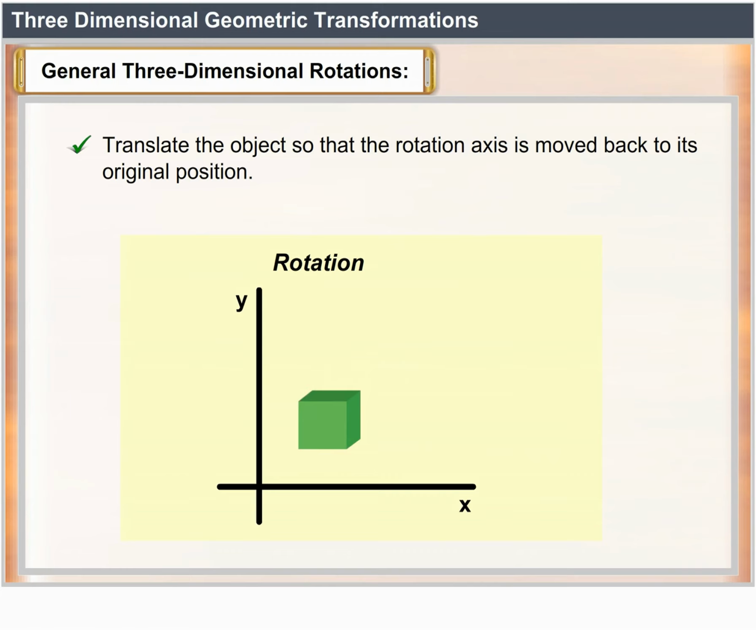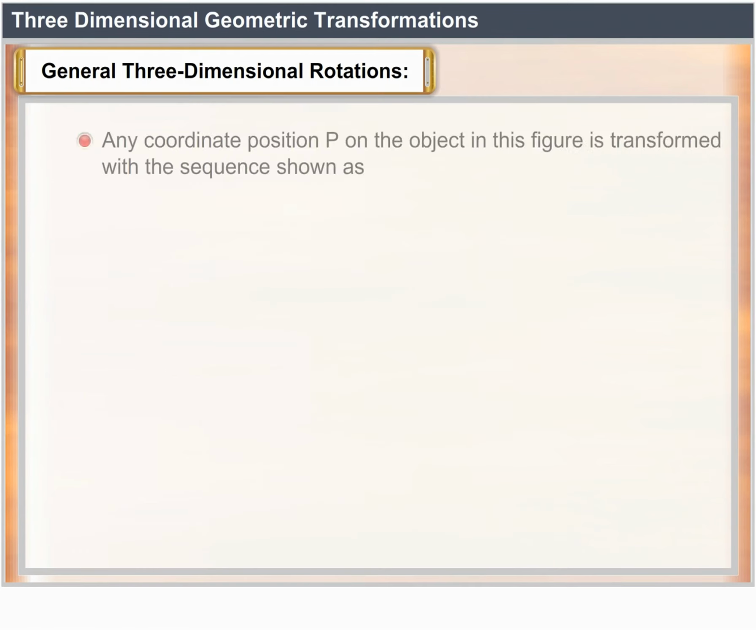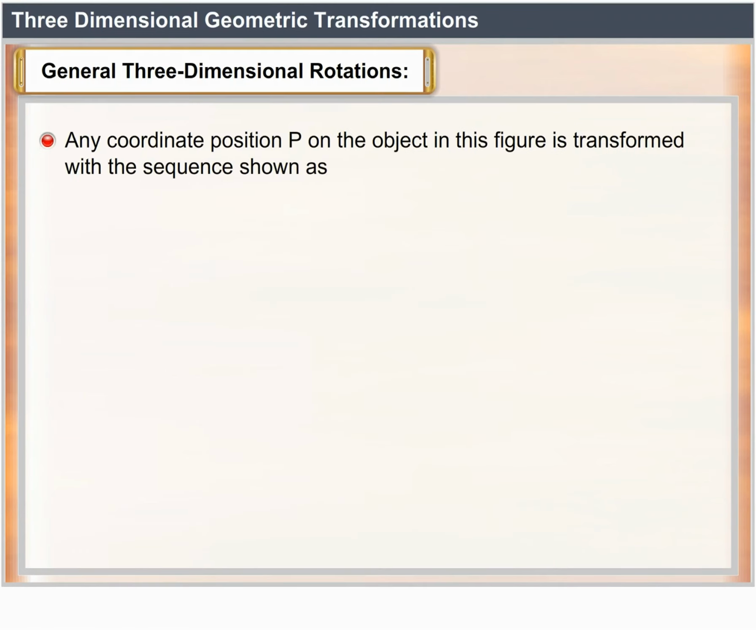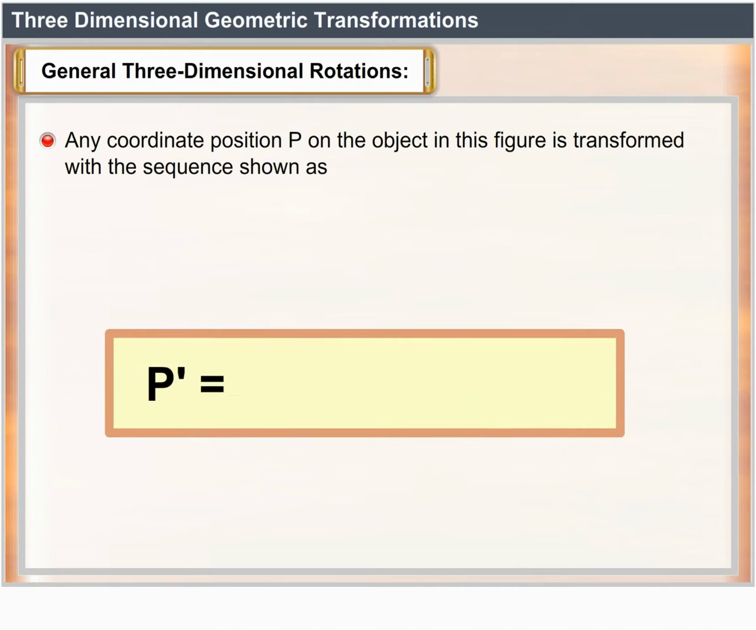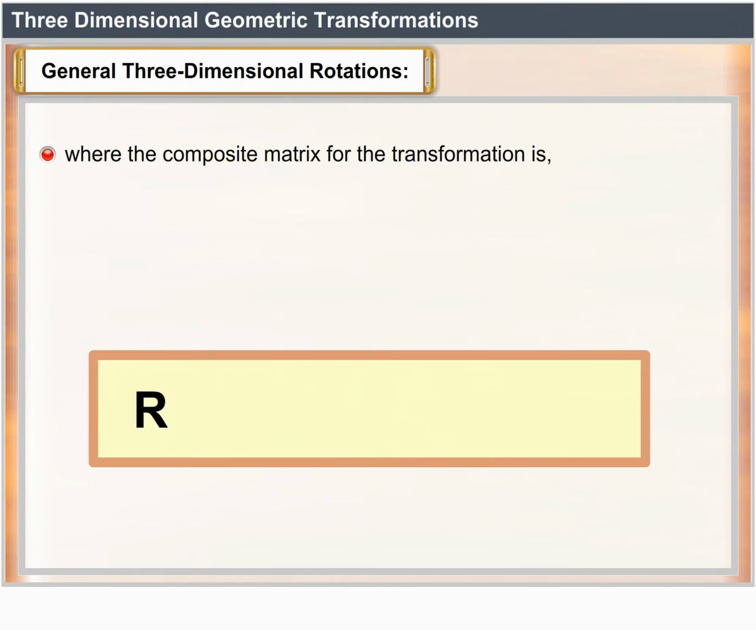Any coordinate position P on the object in this figure is transformed with the sequence shown as P' = T inverse · Rx(θ) · T · P, where the composite matrix for the transformation is R(θ) = T inverse · Rx(θ) · T, which is of the same form as the two-dimensional transformation sequence for rotation about an arbitrary pivot point.